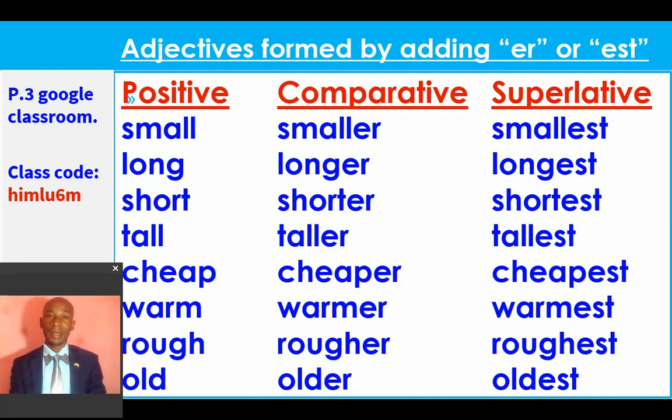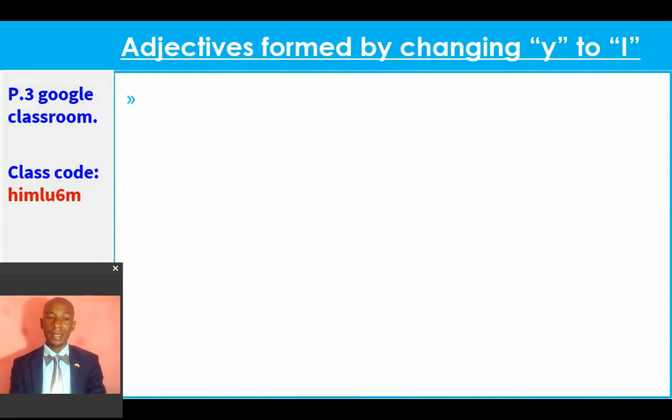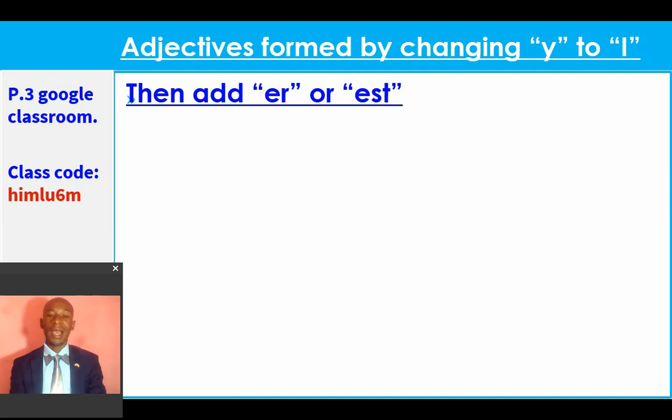Now let us look at another group. So in this other group, we shall be looking at adjectives formed by changing y to I. Then add er if it is being formed in the comparative degree, or est for superlative degree. But the key change here is changing y to I. Then after that, we bring these letters and add them just as we have seen in the previous group.